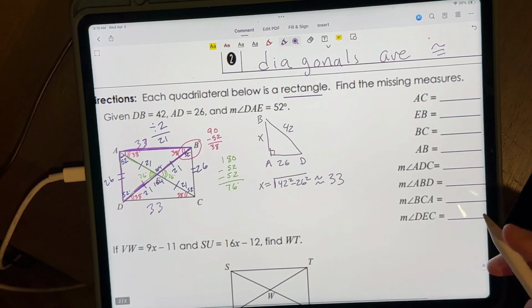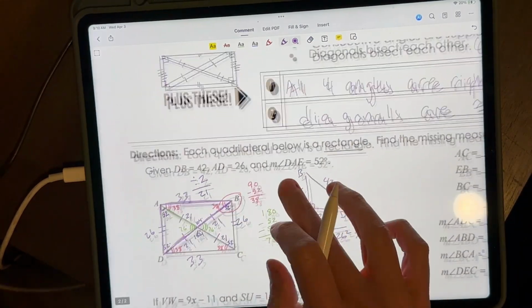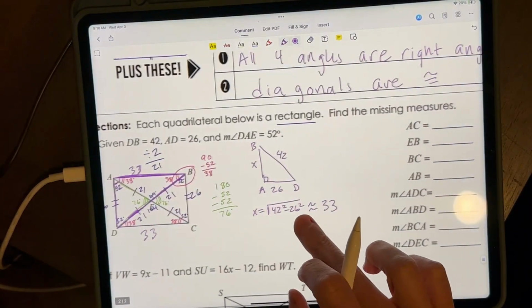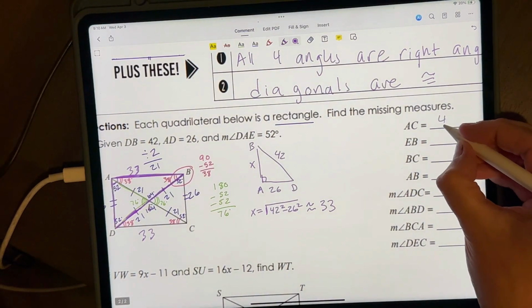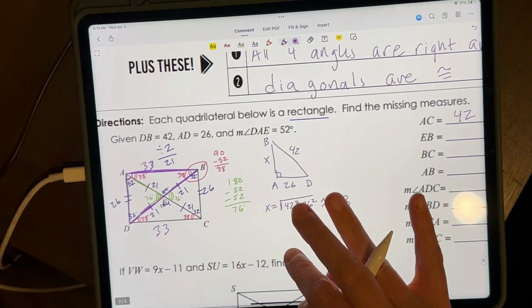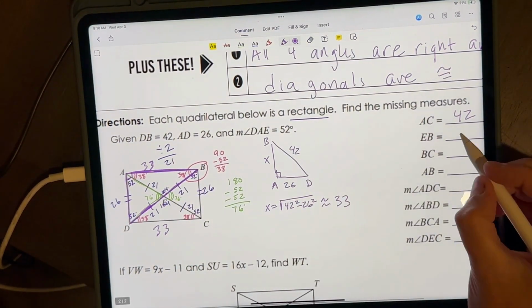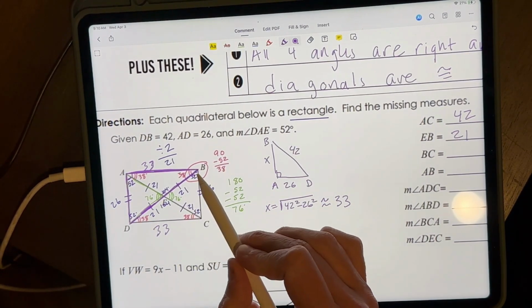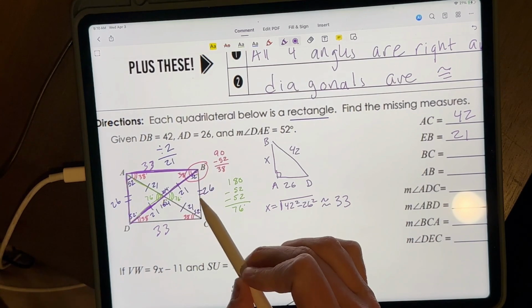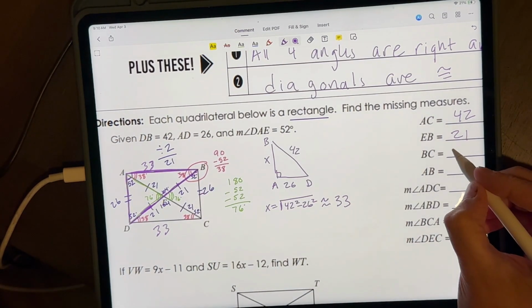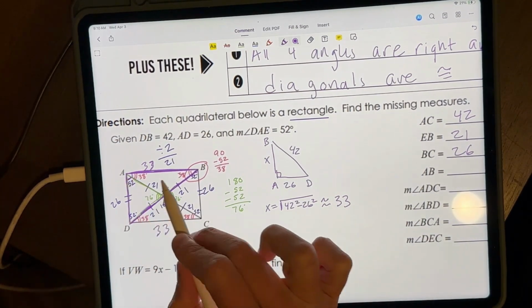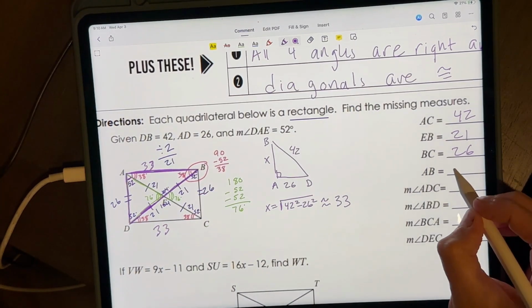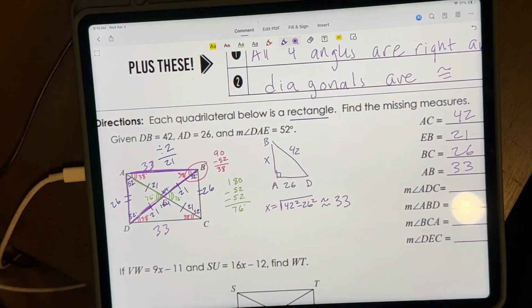So first thing it says, what is the measure from A to C? The measure from A to C, that's a diagonal. We know all the diagonals were 42. What's the measure from E to B? We knew that was 21. B to C is right here. B to C, that is 26. A to B, we just solved for. We said that's approximately 33.